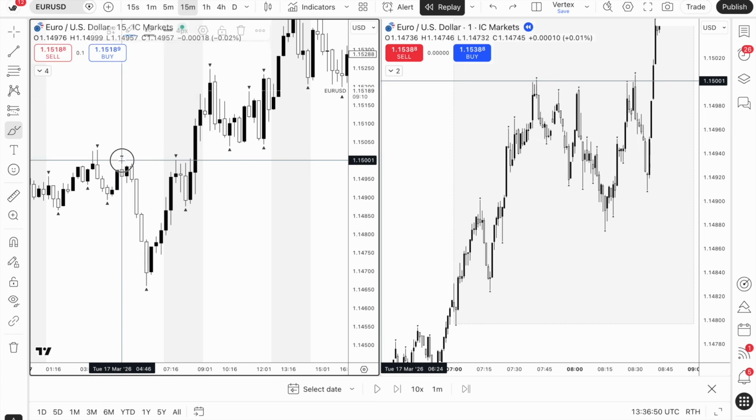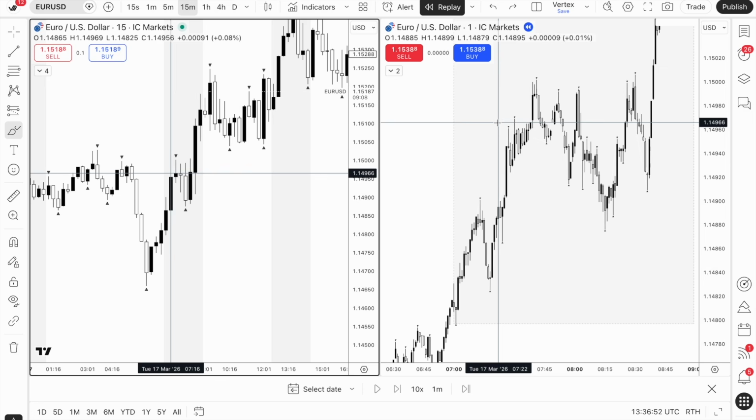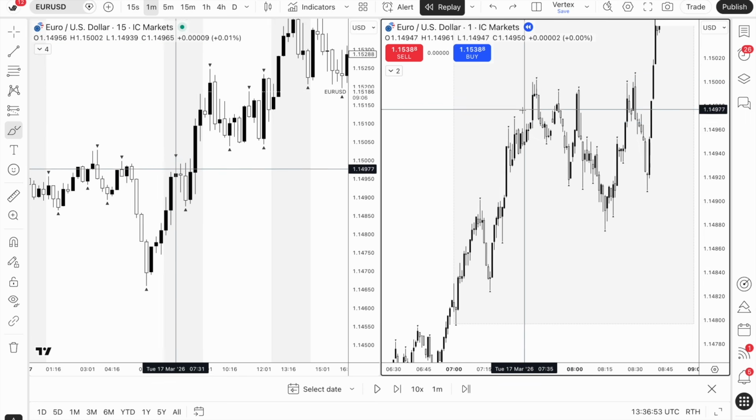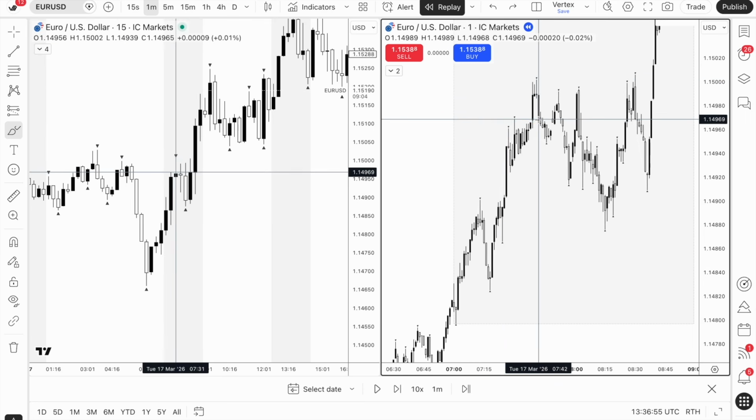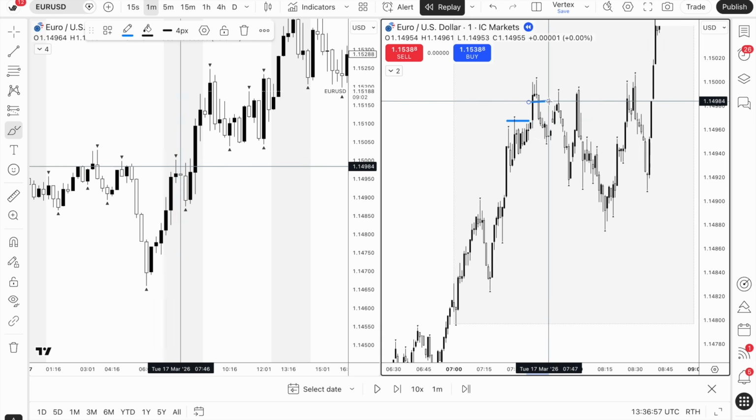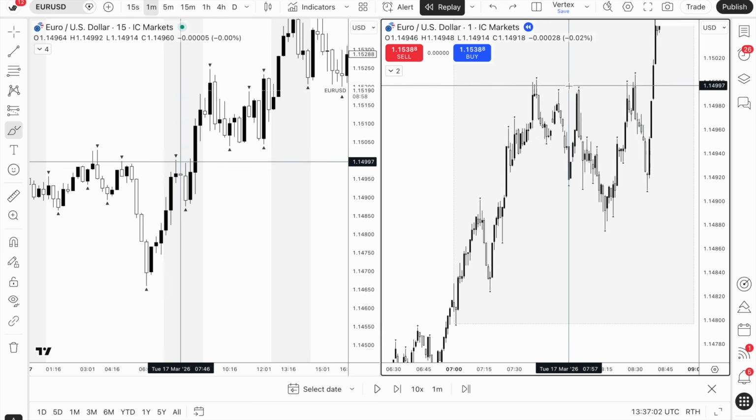But then we have a sweep off the high, which is this high here, and we also have a sweep here as well, which is a valid sweep with a valid entry, which is what the EA has taken, and this is again a valid trade to take.